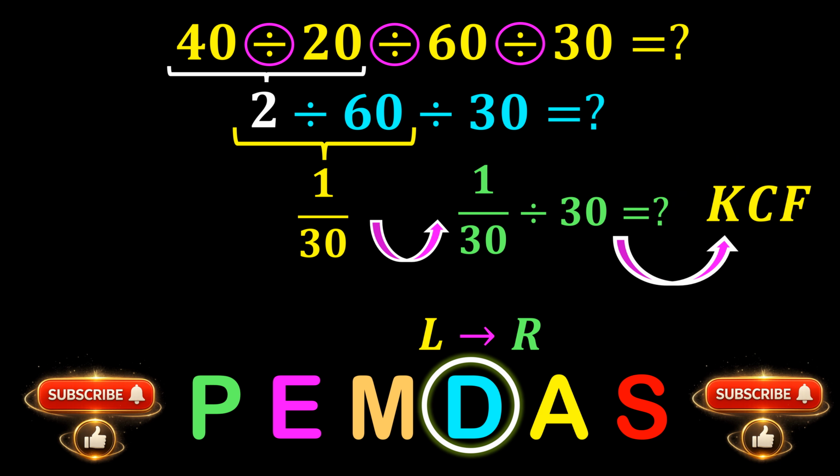At this point, we apply the KCF rule. When we reach a point where we have a fraction divided by a whole number, we use the KCF rule. KCF stands for keep, change, flip. We keep the first fraction exactly as it is, change the division sign to multiplication, and flip the second number to its reciprocal. Then we simply multiply the numerators and denominators to get the final answer.